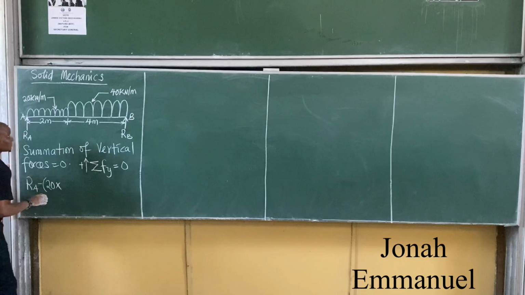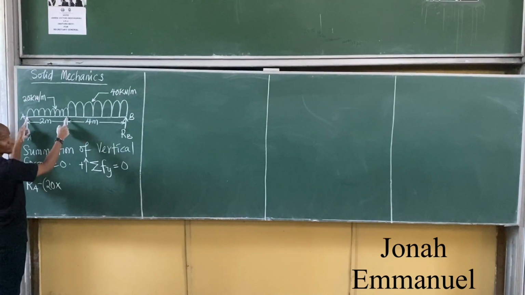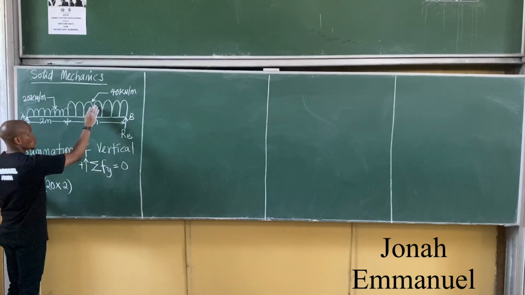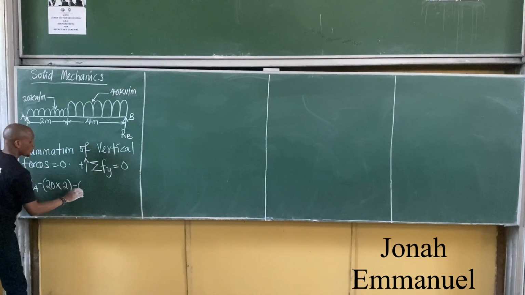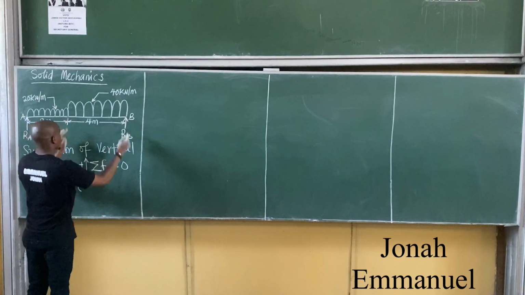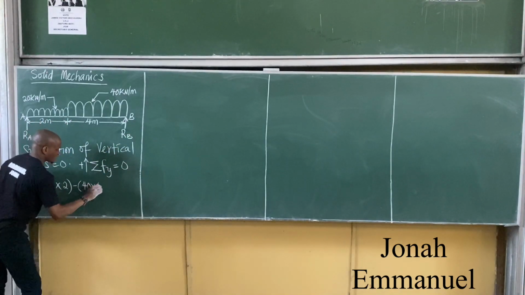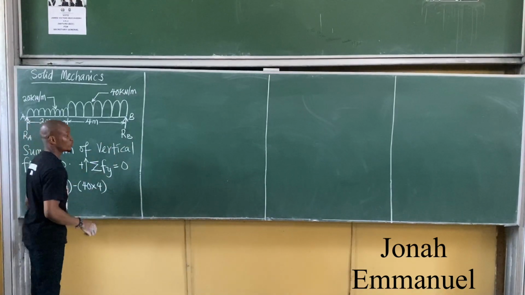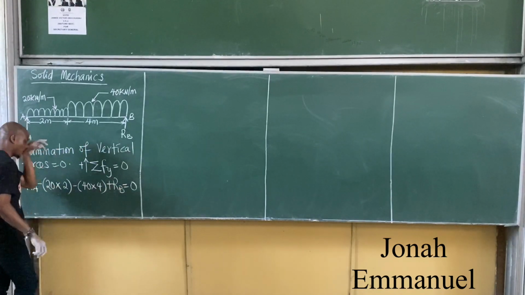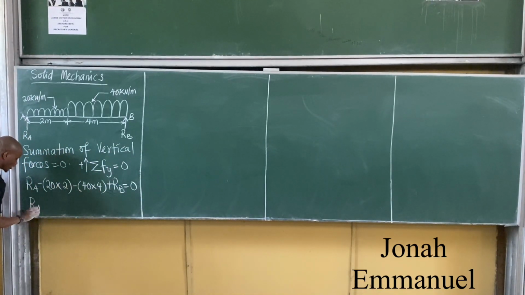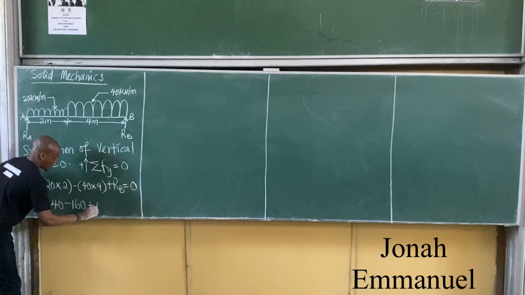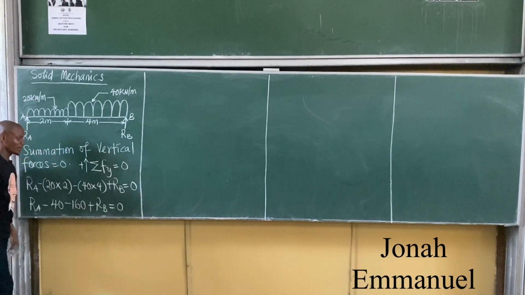Multiply this UDL by the distance. 20 times how many? Please observe, for this one the distance is 2. So 20 times 2 gives 40. This one is coming downwards, so it becomes negative. Convert this UDL to a point load too, multiplying by the distance it covers: 40 times 4, which is 160. Next, here is a point load going upwards, plus RB, equal to 0. So RA minus 40 minus 160 plus RB equal to 0.